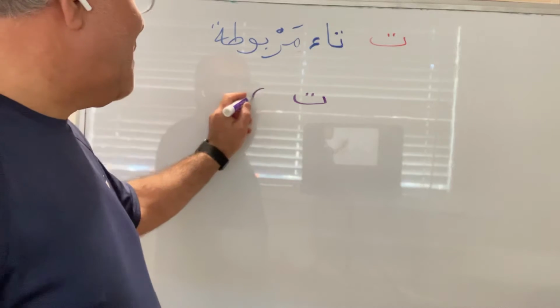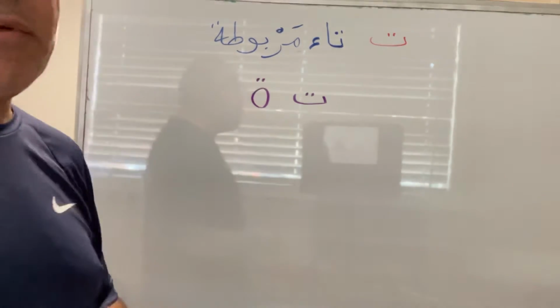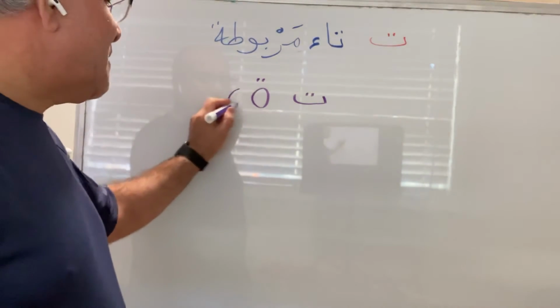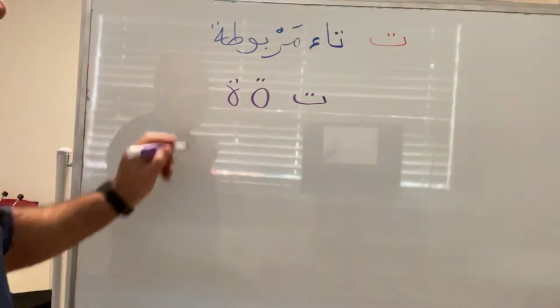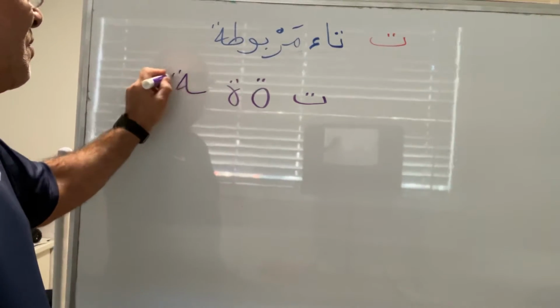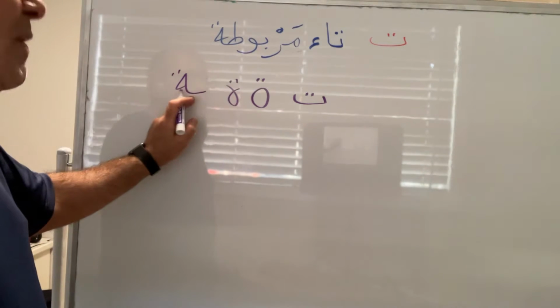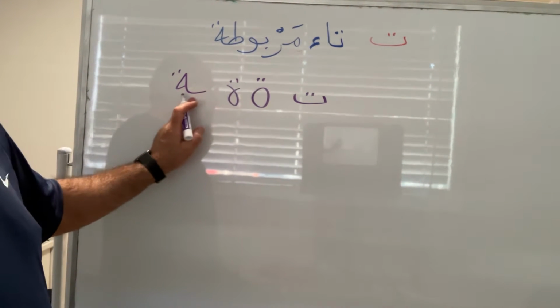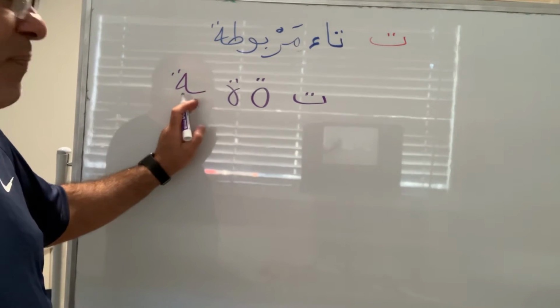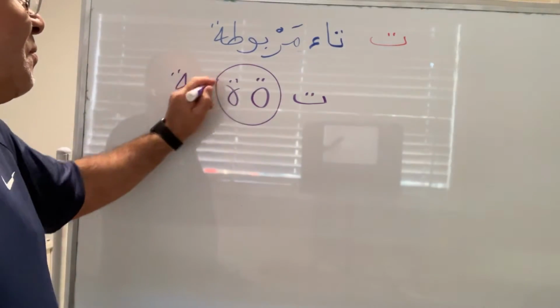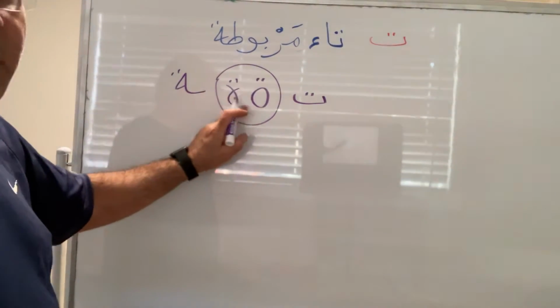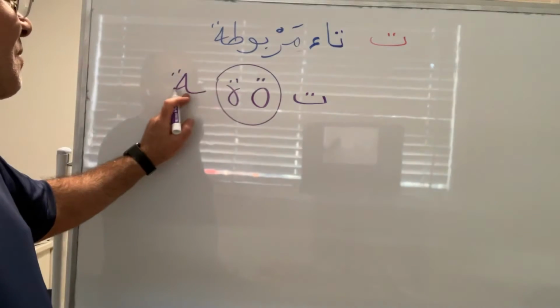So it will look like this, a circle with two dots, or like this, a circle with ears with two dots. Those two are the same. This one is the other shape of the ta marbuta. When do we use each? You can choose one of those two, or this one.